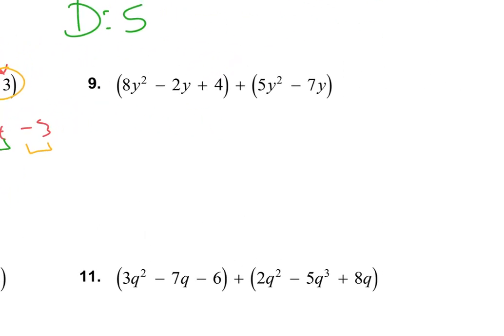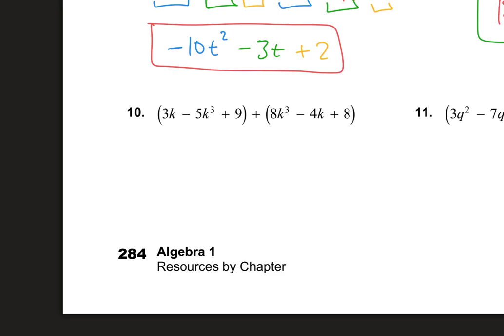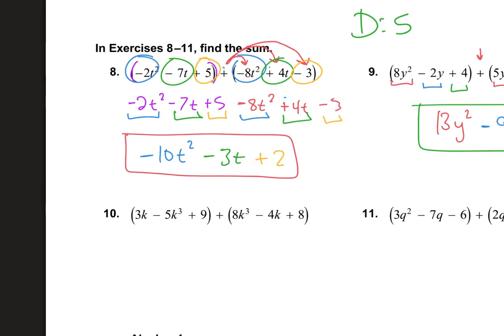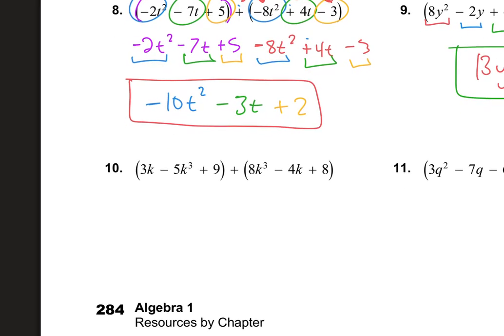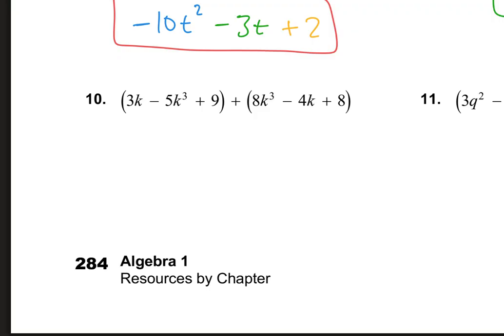Like number 9, 8y squared plus 5y squared, that's 13y squared. Negative 2y plus negative 7y, that's negative 9y. And then 4 plus is just plus 4. We're done. Now this one is not in standard form, so I guess part of the challenge is that we're going to ask you to write in standard form always. I know it doesn't say it, but standard form is like the, hey, do this. We want you to always do this.